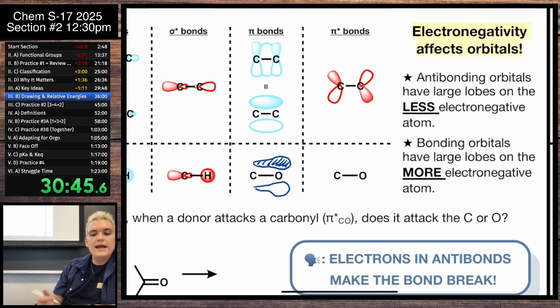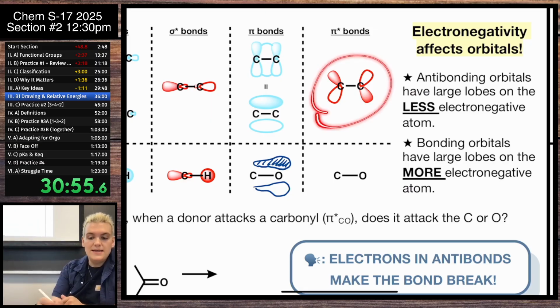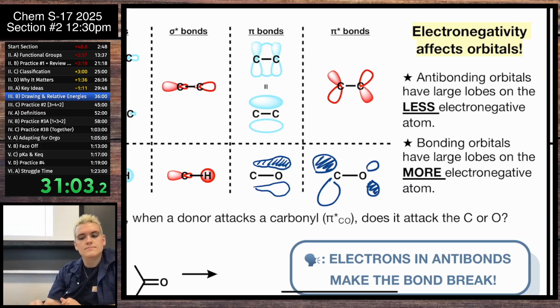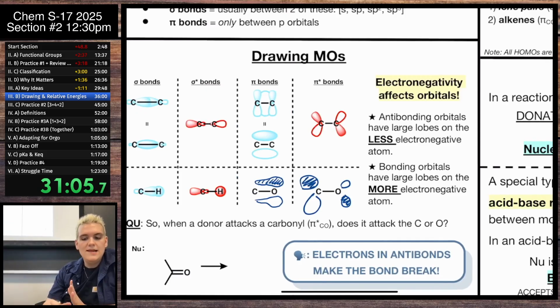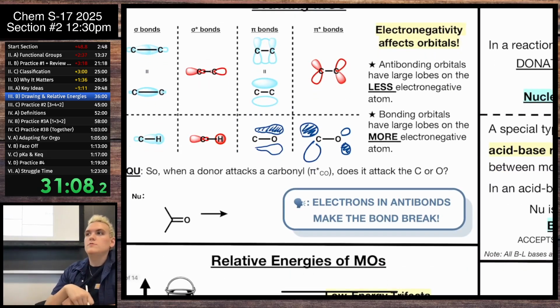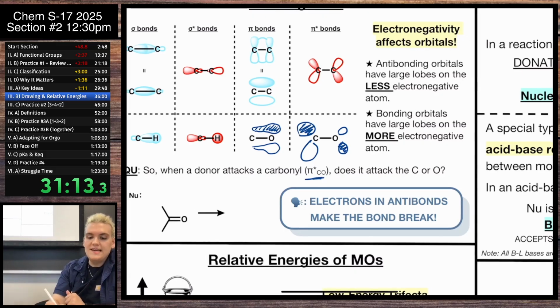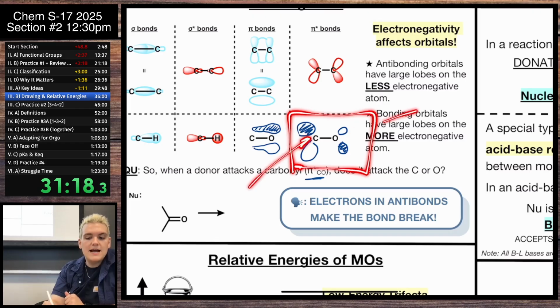And then, for antibonding orbitals, it does the opposite. We're going to have larger lobes on the less electronegative atom, so now we're going to have large lobes on carbon. It's going to be this idea, but now we make these lobes bigger and these lobes smaller. So let's say we were a molecule trying to donate electrons into the pi star C-O. We wanted to put electrons into this orbital somehow. Should we attack the carbon side or the oxygen side if we're trying to put electrons in this orbital?